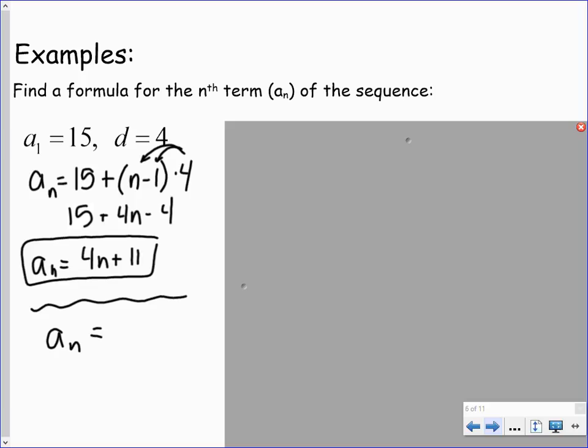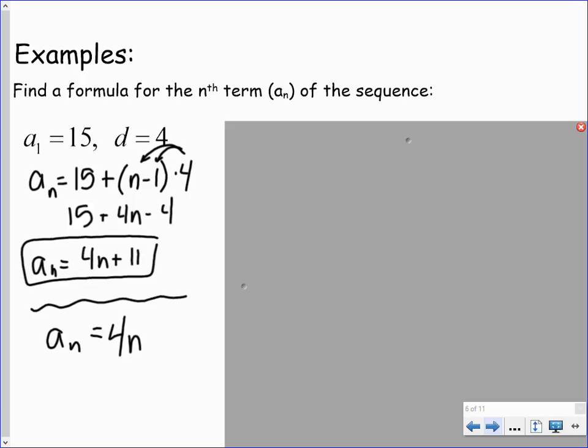So in this particular example, if you know what d is, if you know what the common difference is, then that's going to be your coefficient to your n term. Let's say my common difference was negative 2. So all my terms are going down by 2 each time. Then I would write negative 2n to start. So whatever my common difference is, multiply it by n, because that shows repeated addition.